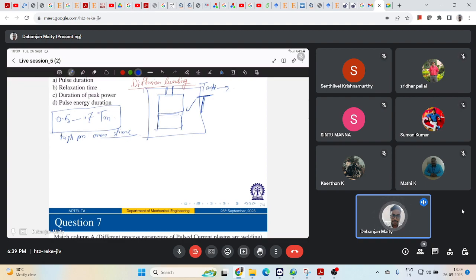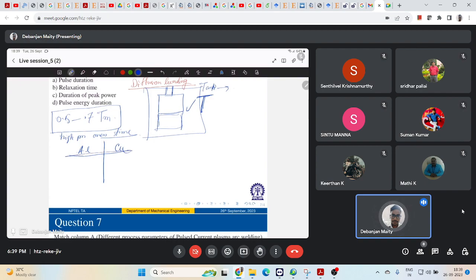So if you are joining, let's say, aluminum and copper, they have two different atomic radii and two different atomic weights. So the diffusion rates of the two different metals will be different. Aluminum will diffuse into copper at a different rate compared to copper diffusing into aluminum, right? So one metal will diffuse more into the other metal. That's how it works when you are diffusing two different metal atoms into each other.